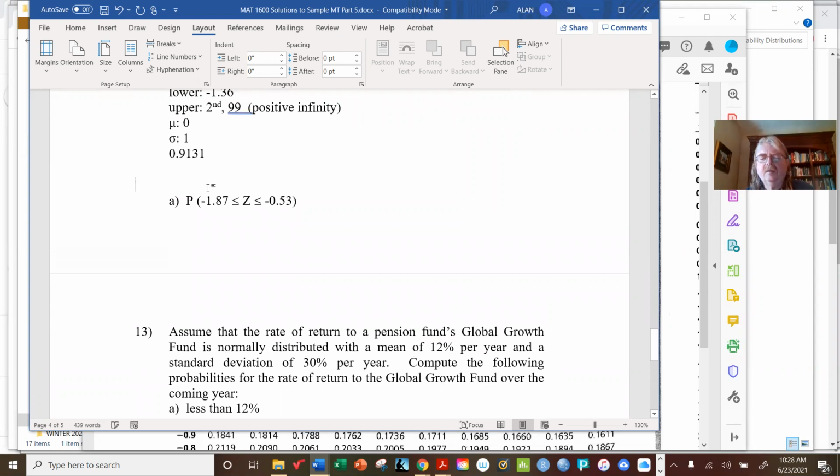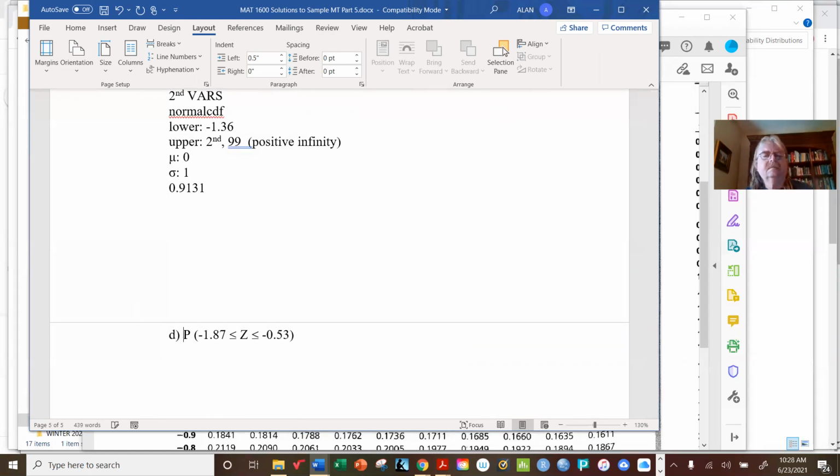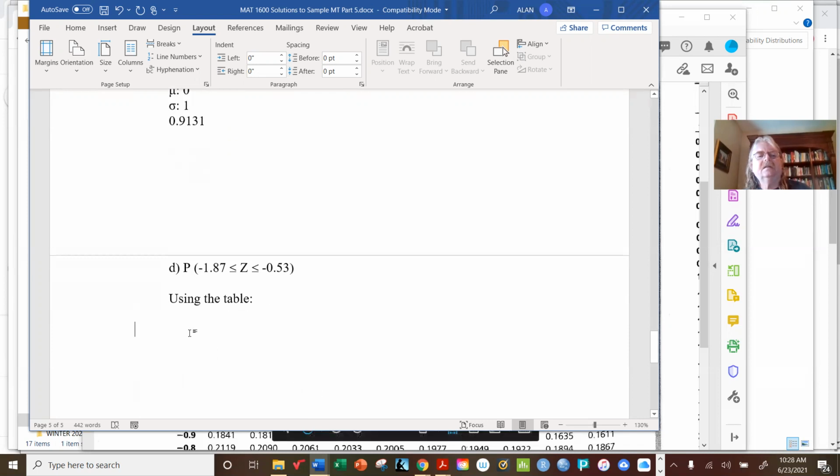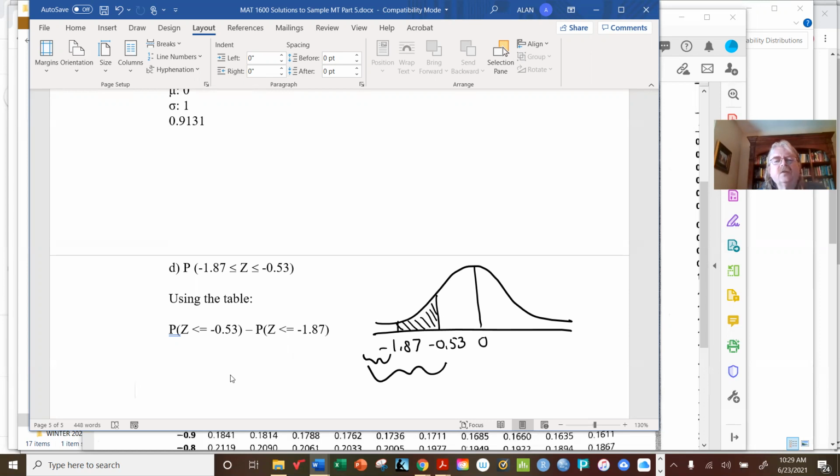And then this is an in-between problem. Now remember, when you're doing this with the table, let's sneak this down here. What you have to do with the table is rewrite that as z is less than or equal to negative 0.53 minus z is less than or equal to negative 1.87. Okay. So in other words, if you look at the graph, you'll see why. So you're basically taking this area and subtracting this area. And what's left over is what you're looking for.